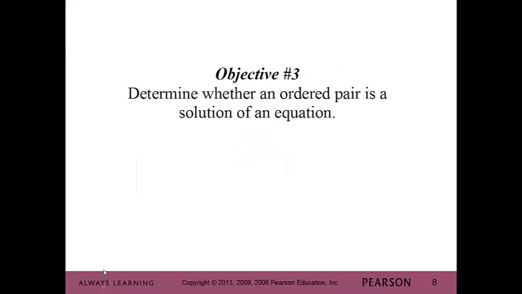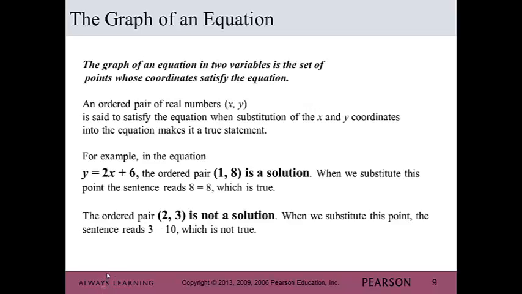All right, objective 3 says determine whether an ordered pair is a solution of an equation. So it says the graph of an equation in two variables is a set of points whose coordinates satisfy the equation. That means the left side of the equation equals the right side of the equation. An ordered pair of real numbers x, y is said to satisfy the equation when substitution of the x coordinate and the y coordinate into the equation makes it a true statement. And again, true statement means left side equals the right side. And here are some examples.